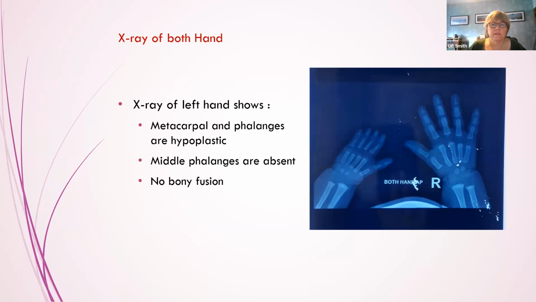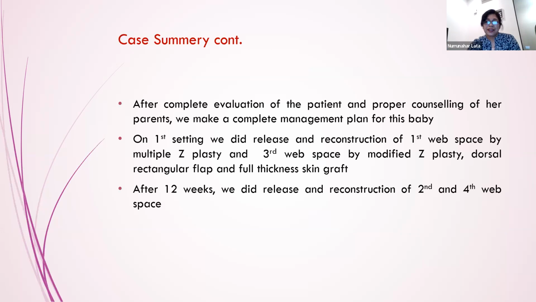Excellent. So Naranahad, would you like to show us what you did? Yeah, thank you, sir. After complete evaluation and counseling of our parents, we make a complete management plan. But here, there was first web space narrowing. So in the first stage, we did first web space release and reconstruction by multiple Z-plasty, and third web space release by modified Z-plasty and creation of the web space by rectangular flap and full thickness graft.